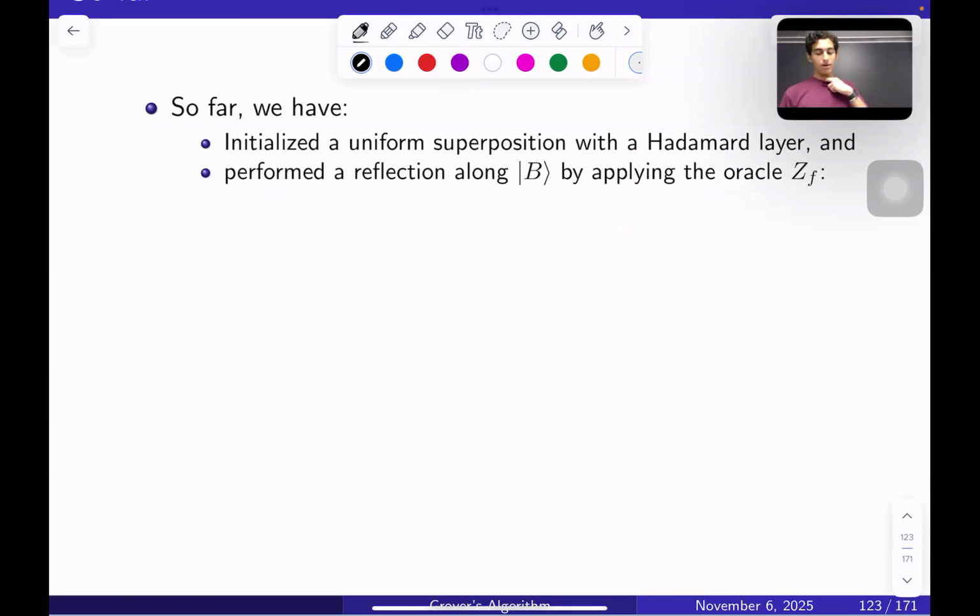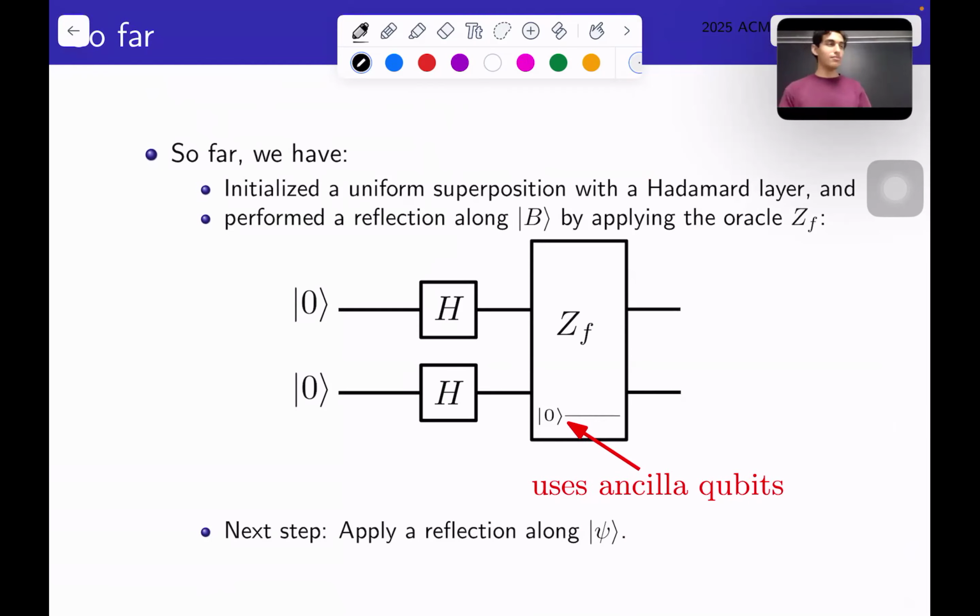Next thing we said we need to do is apply a reflection along the psi axis, which will boost our angle by 2 theta, as we said. So, questions on the first part before we continue?